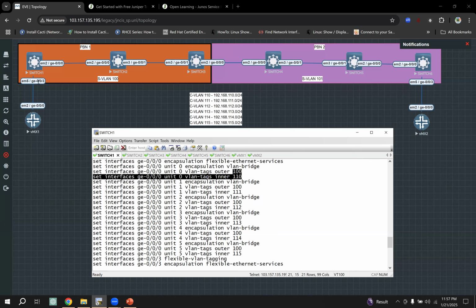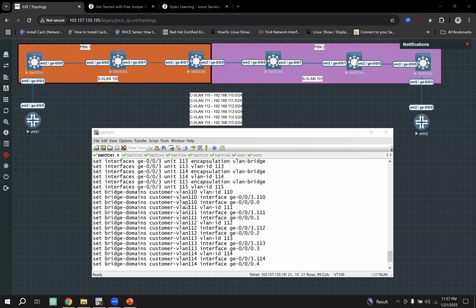Consider these two. We are creating one sub interface for 110, and also creating another sub interface for 110. These two logical interfaces are created in a bridge, so that they can take the inner VLAN and pass the outer VLAN through the outgoing interface. So this is the concept basically in Switch 1.